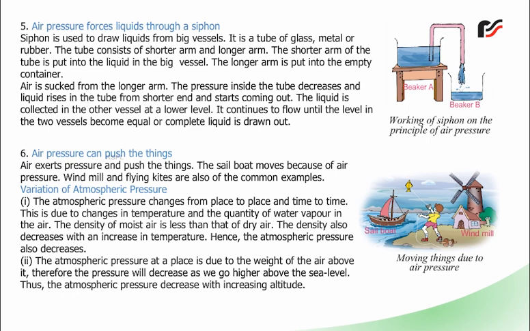Variation of atmospheric pressure. 1. The atmospheric pressure changes from place to place and time to time. This is due to changes in temperature and the quantity of water vapor in the air. The density of moist air is less than that of dry air. The density also decreases with an increase in temperature. Hence, the atmospheric pressure also decreases.